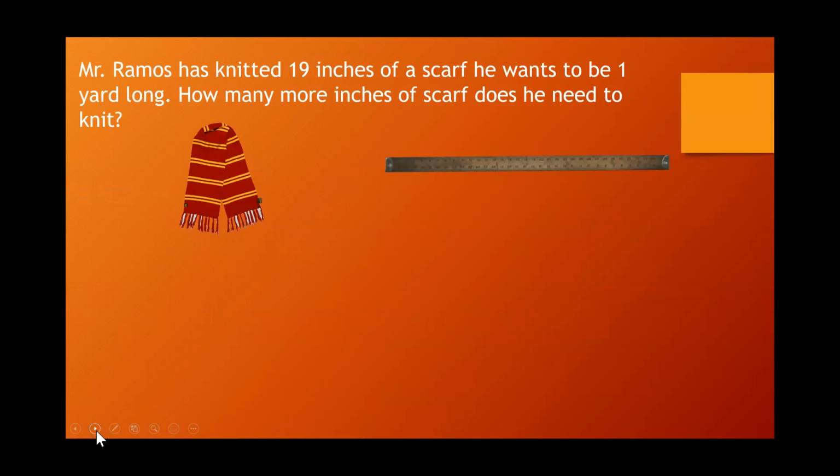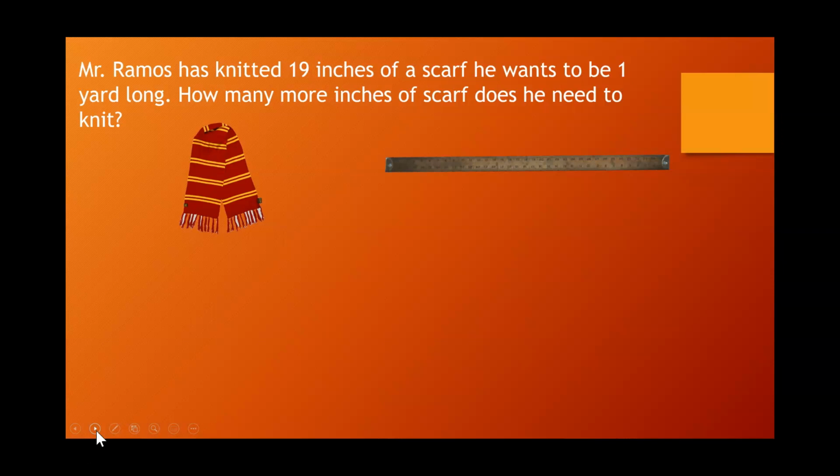Today we're going to do some word problems here. Some of our word problems are going to be just one-step problems. Some of them we may need to do 2 steps. So let's go ahead and read this first one and determine if we only need to do 1 step or 2 steps. Mr. Ramos has knitted 19 inches of a scarf. He wants it to be 1 yard long. How many more inches of scarf does he need to knit?